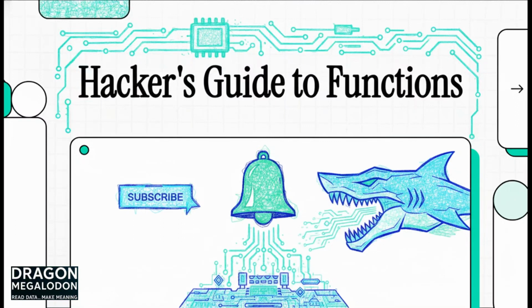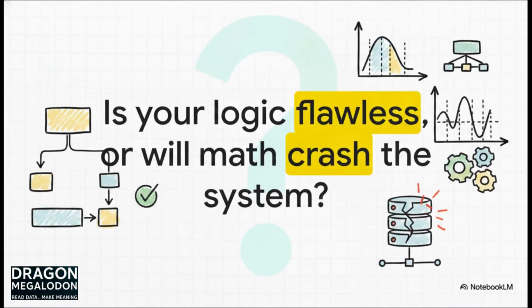I'm Dragon Megalodon, and we're dialing straight into the mainframe for another explainer. Let's crack this open right now. So, I gotta ask, is your logic flawless, or is your math about to completely crash the system? Today, we're auditing your foundational logic, those system algorithms we call mathematical functions. Look, if your base code is buggy, the whole architecture just collapses. We need to make absolutely sure your scripts are secure, bug-free, and operating exactly as intended.